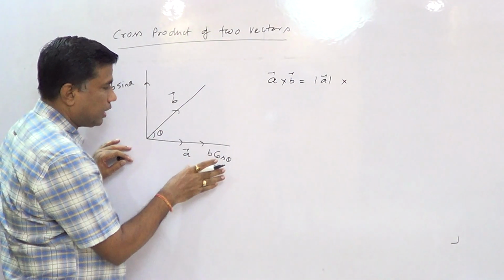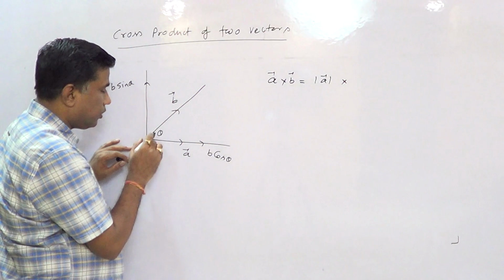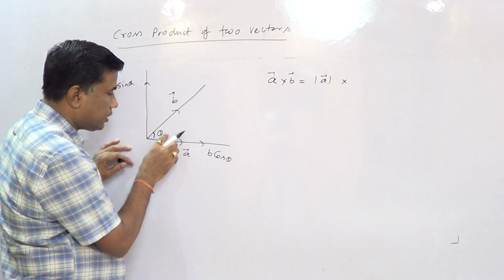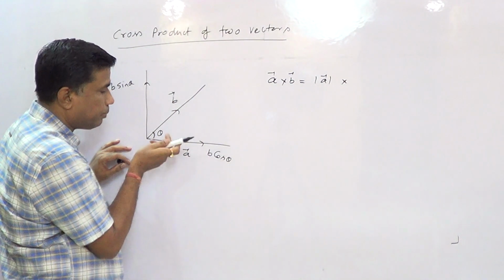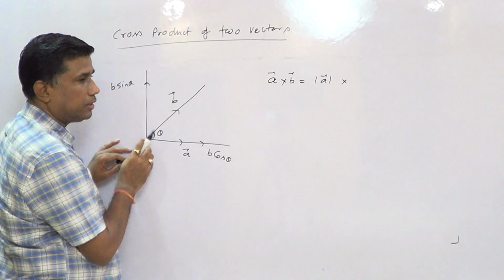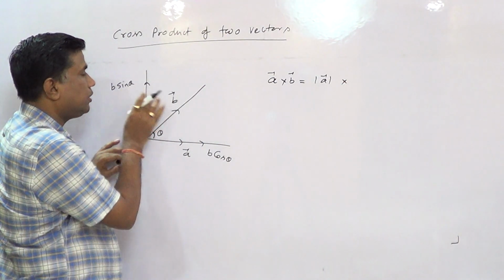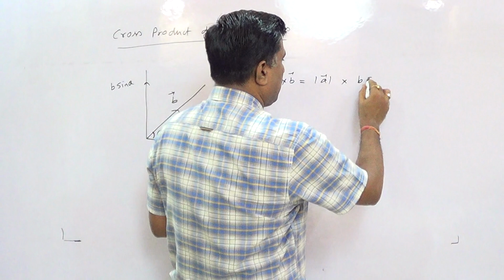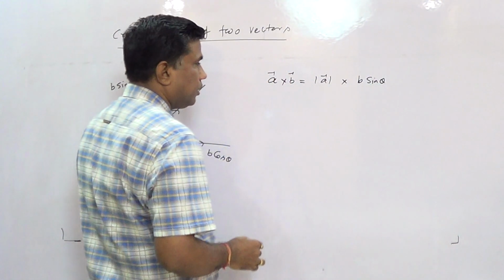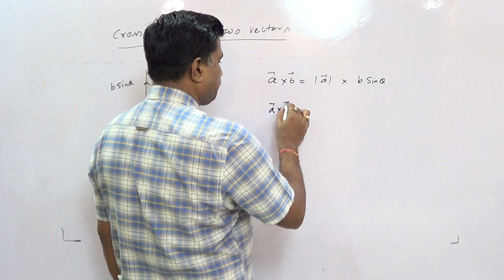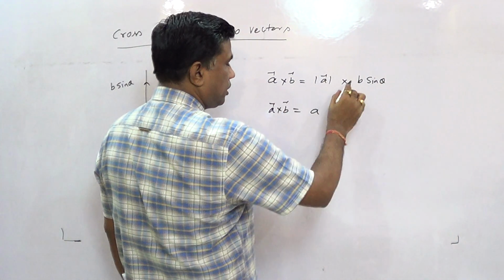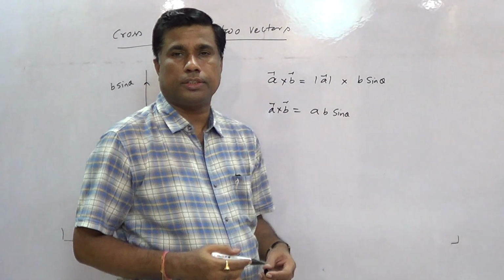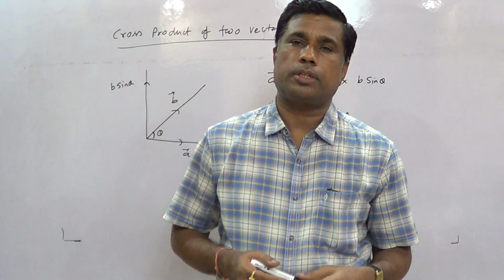Students, I taught you many times that the component along the direction at which the angle is attached is taken as B cos theta, and perpendicular to this the component is taken as B sin theta. So this B sin theta is the component of B perpendicular to vector A. In this cross product we have to take this one, B sin theta. We can write mod of A is equal to A, mod of B equal to B, and sin theta. So this is the magnitude of cross product of two vectors.